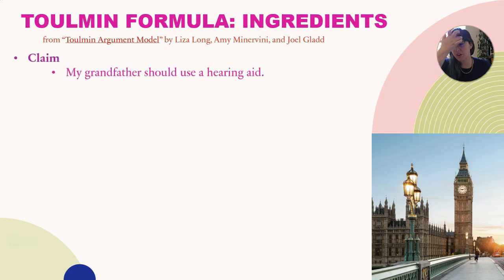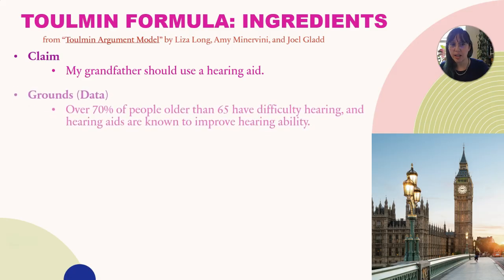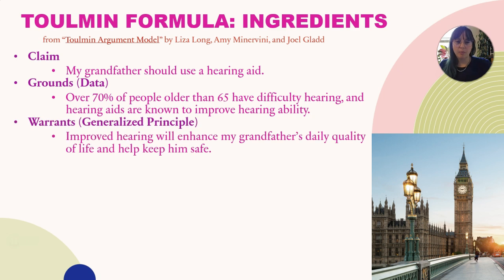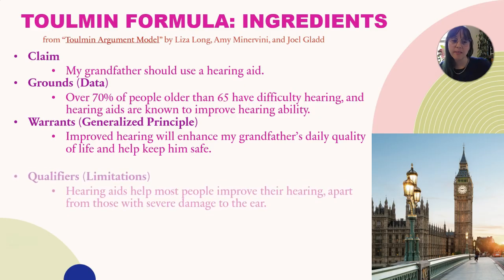Let's take a look at those ingredients. I've adapted this from an example that's linked here in the slides. So you might see a claim where it says, my grandfather should use a hearing aid. And the grounds or the data for this claim is something like over 70% of people above the age of 65 have difficulty hearing, and hearing aids are known to improve hearing ability. Warrants, also known as generalized principles, might be something like improved hearing will enhance my grandfather's daily quality of life and help keep him safe.